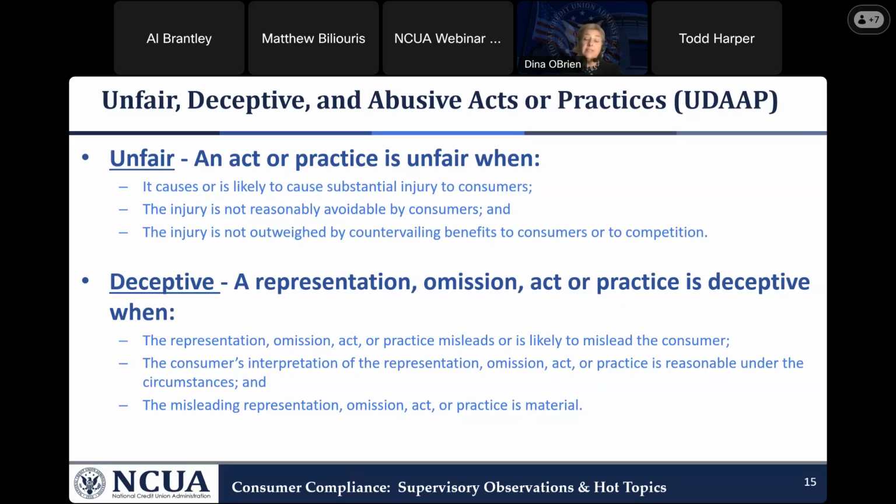An act or practice is deceptive under UDAP when the act or practice misleads or is likely to mislead the consumer, the consumer's interpretation is reasonable under the circumstances, and the misleading act or practice is material.